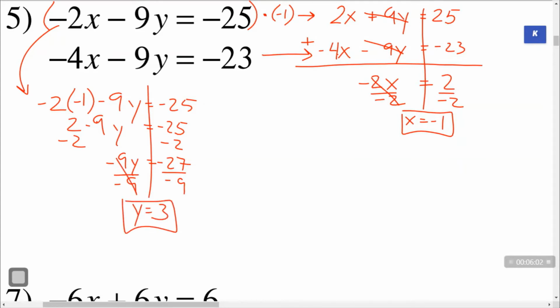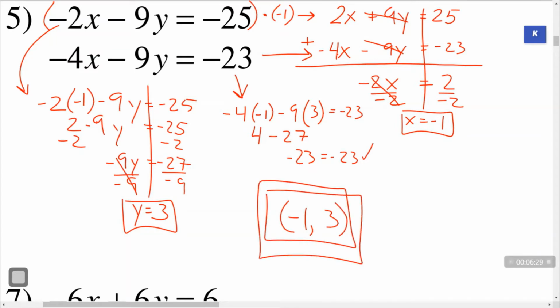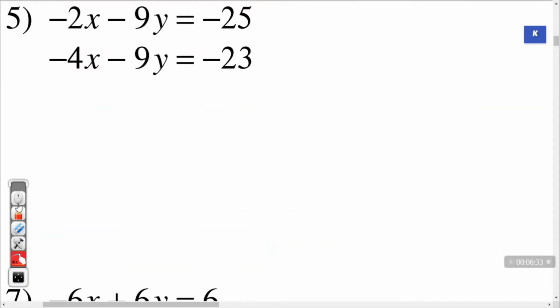And once I got y, let's check it in the other equation to make sure it works. Look at that, it worked out. So therefore I know this is a solution to both equations, and I'm going to write it as an ordered pair, negative 1, comma 3 with parentheses, and make it stand out more than the other sub-solutions. All right, good, let's take a look at another one.